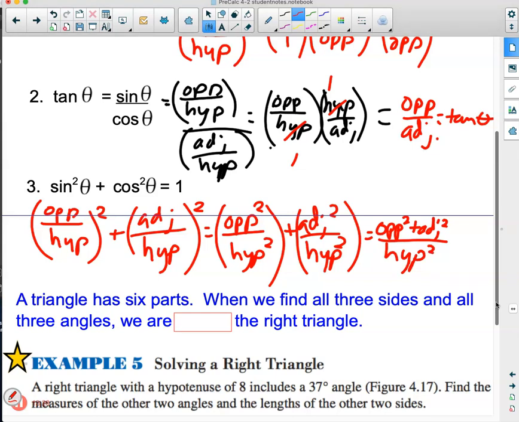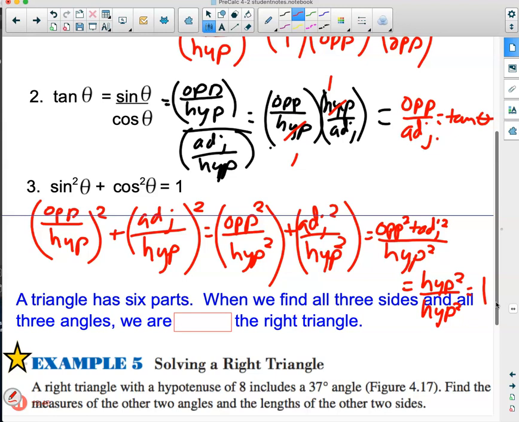And then we have to think about this for a second. This is right triangle trig. Opposite squared plus adjacent squared. This is a squared plus b squared. That equals c squared. That's the hypotenuse squared. So this equals hypotenuse squared over hypotenuse squared, which is, of course, 1.